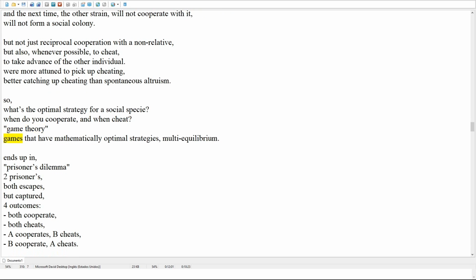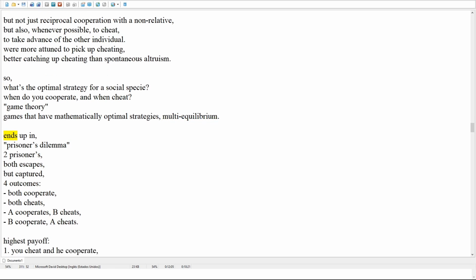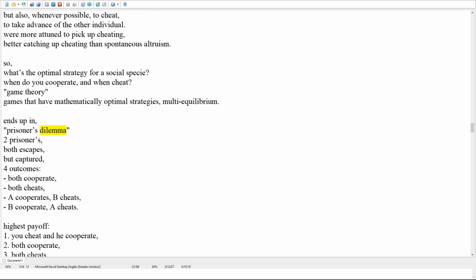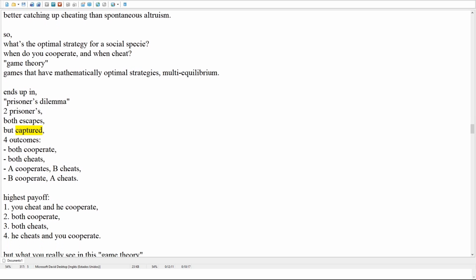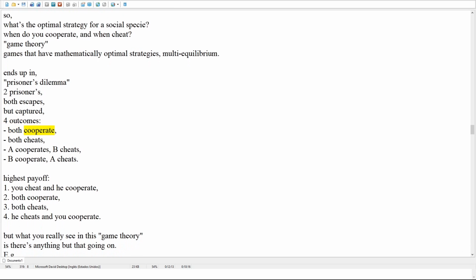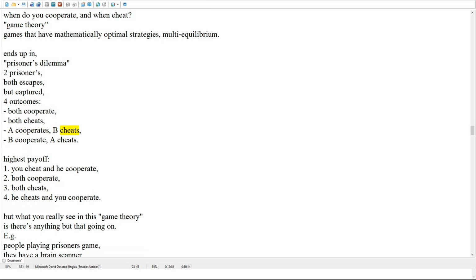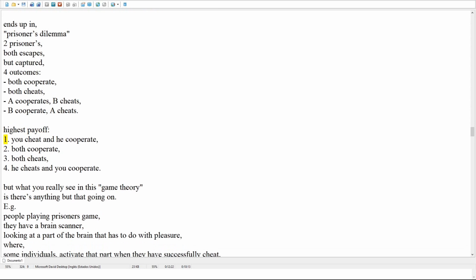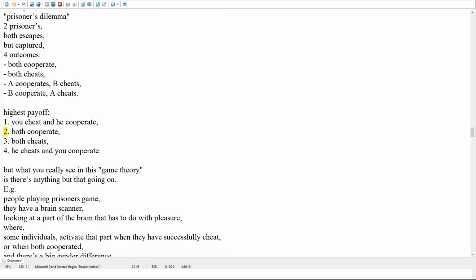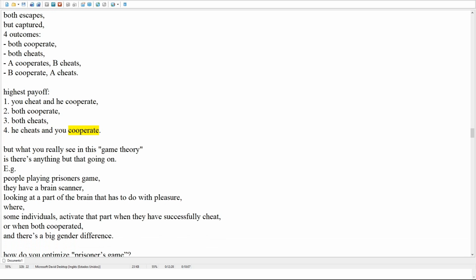Game theory: games that have mathematically optimal strategies, multi-equilibrium. It ends up in the prisoner's dilemma. Two prisoners, both escape, but are captured. Four outcomes. Both cooperate. Both cheat. A cooperates, B cheats. B cooperates, A cheats. Highest payoff: one, you cheat and he cooperates. Two, both cooperate. Three, both cheat. Four, he cheats and you cooperate.